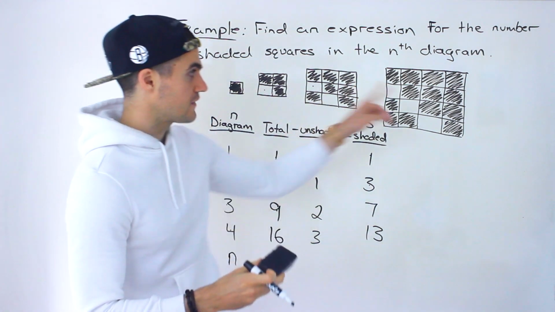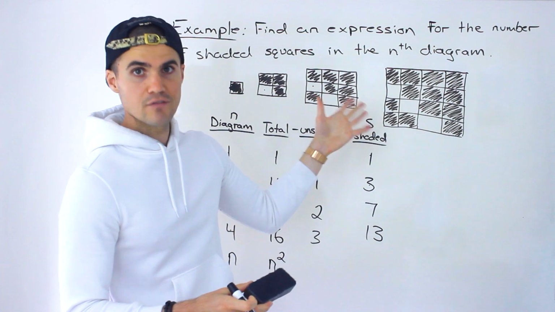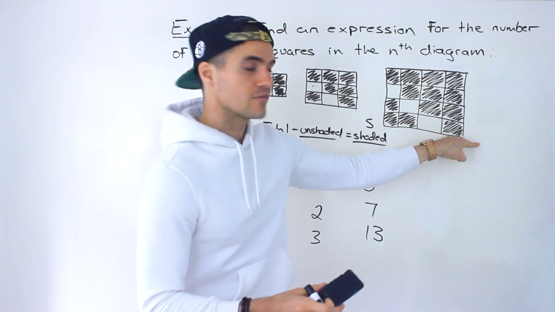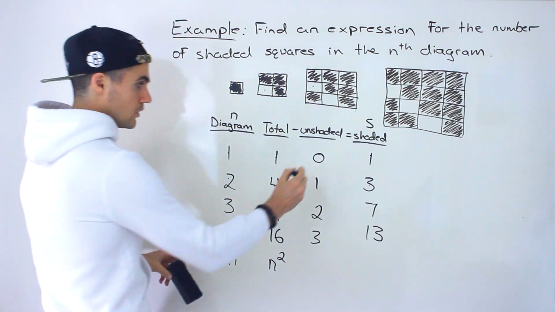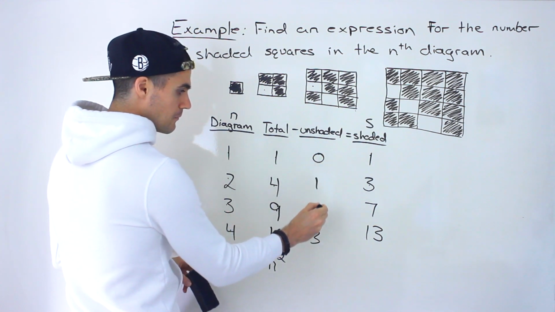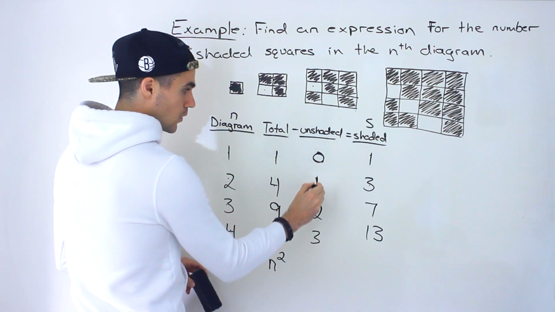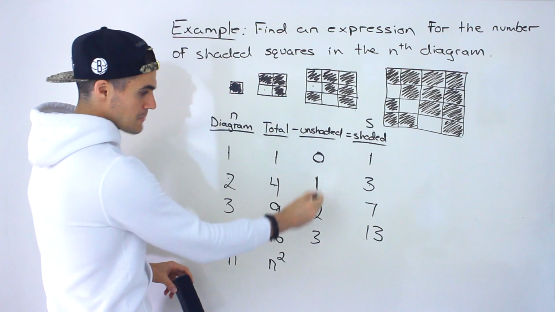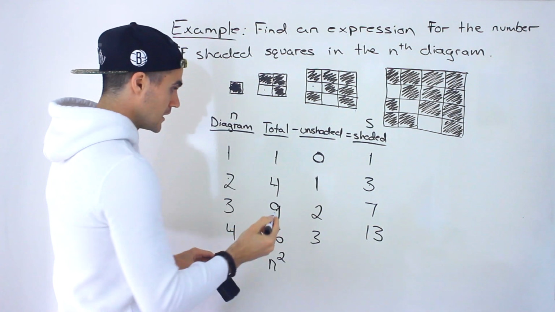So the fifth diagram, the total number of regions is going to be 25, 5 to the power 2. There's going to be 5 on this side and 5 on this side, so in total there's going to be 25. Now, for the unshaded column, it's simply going up by ones. It starts at 0, then there's 1 unshaded region, then 2, and then 3. So this pattern, it's pretty obvious what's happening.